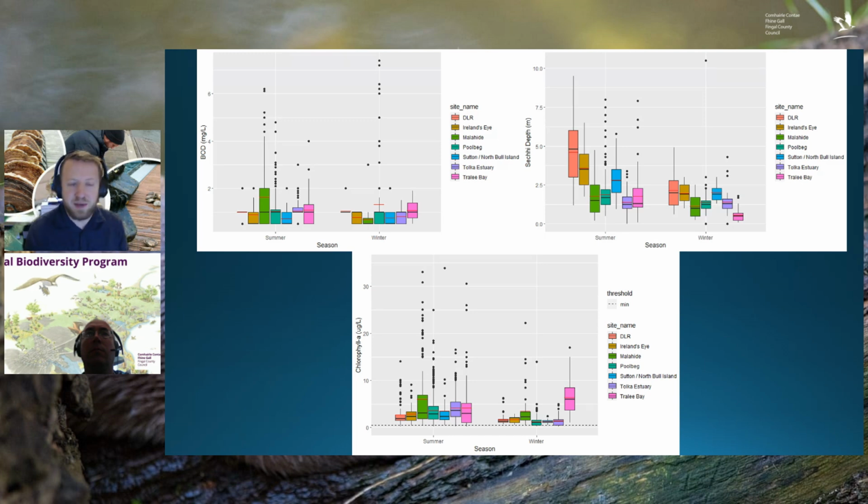So this kind of data we have from the EPA since the 90s at all those sites around Ireland, and it's going to be the basis of creating some of those wider tools to identify water bodies that would be suitable for oyster reintroduction efforts.